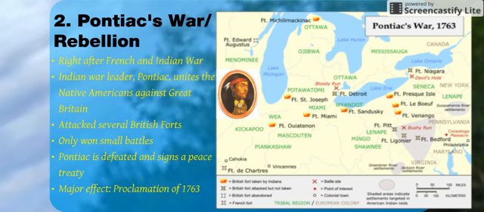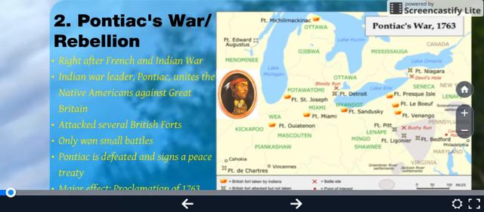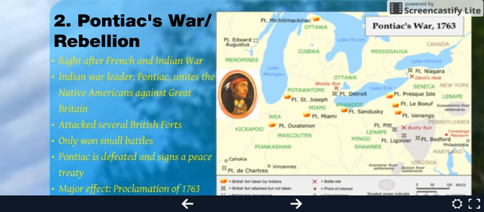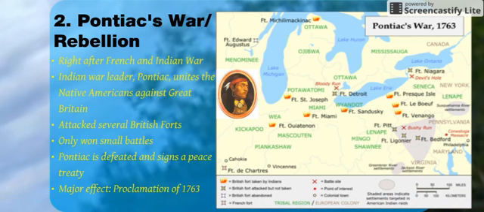So what they do is they attack a bunch of different forts. If you look at the map, you can see all the different forts that get attacked throughout this area. The problem for the Native Americans is they win a lot of battles. In fact, they win most battles, but they only really win the small battles. They never end up winning that big battle that could have turned the tide. They won at Detroit or something like that, or Niagara, that could help, but they never win those battles. So they're only winning the small battles, okay?